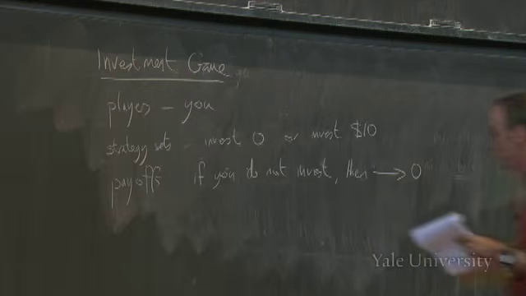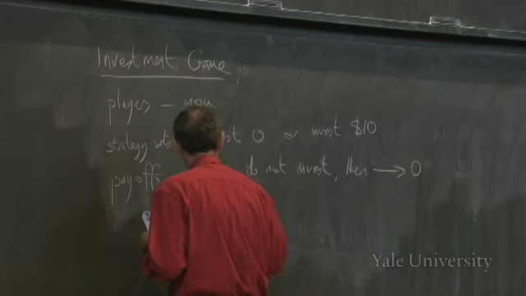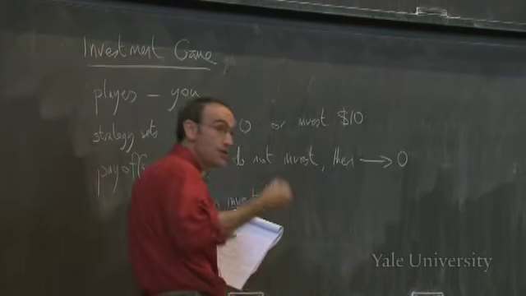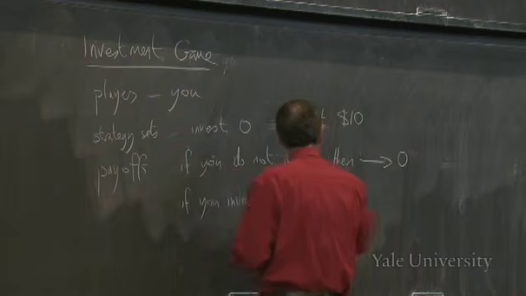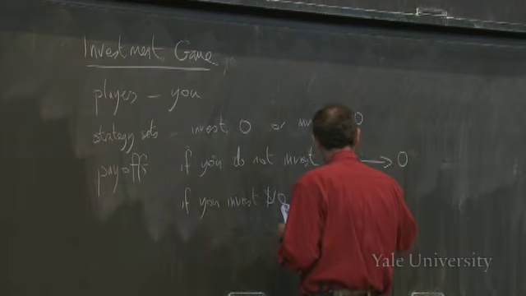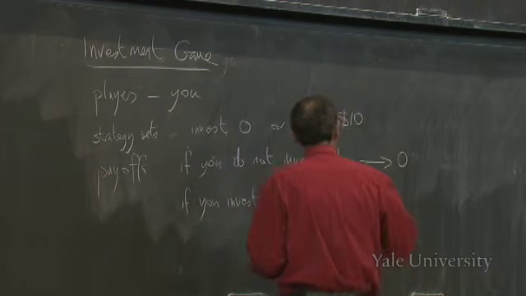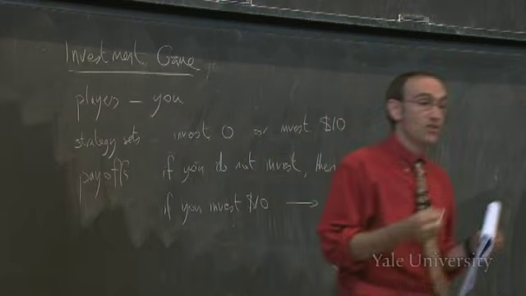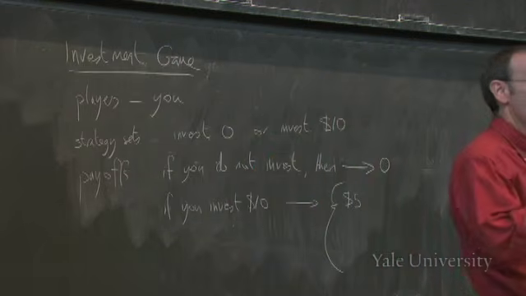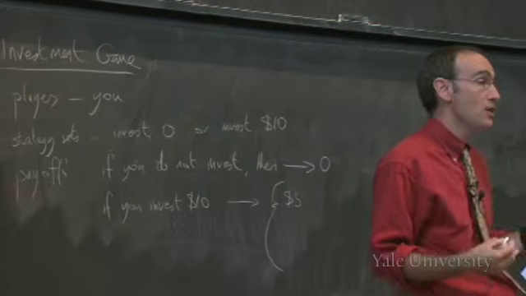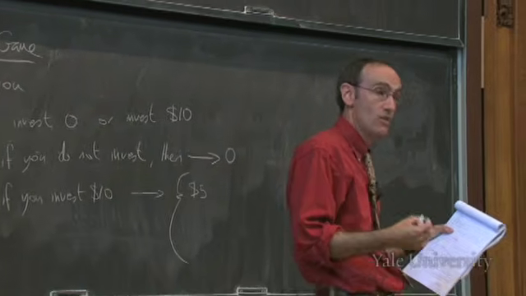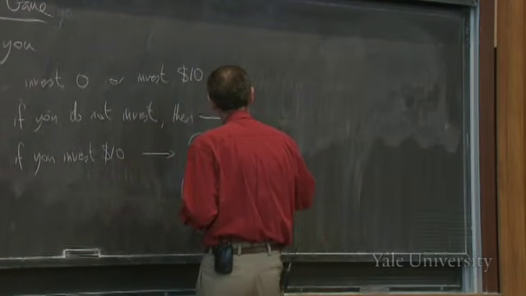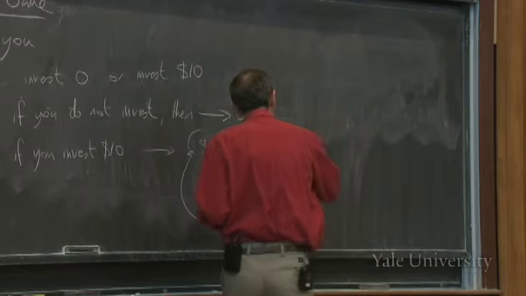But if you do invest, if you invest $10, remember each of you is going to be investing $10, then your individual payoffs are as follows. Here's the good news. You're going to get a profit of $5. You'll have invested $10, so you'll make a gross profit of 15 minus the 10 you originally invested, for a net of 5. Everyone understand, right? So a $5 net profit.